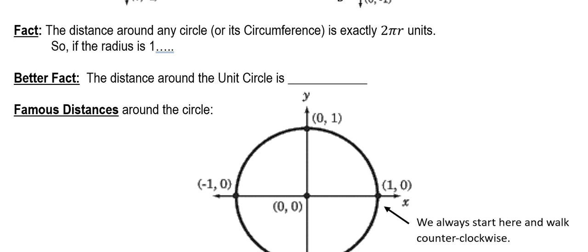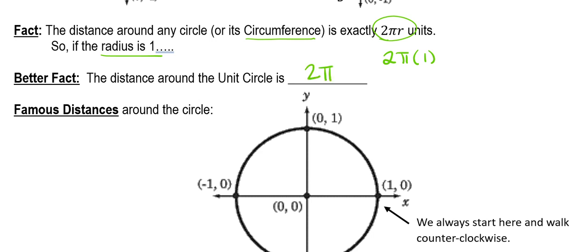A quick fact about the unit circle. When we're walking around the unit circle, that's called the circumference, and the circumference of any circle is always 2 pi r. Well, for our unit circle, we went one to the left, one up, one down, one to the right. So our radius is 1. So the circumference of our unit circle is 2 pi times 1, which is just 2 pi.